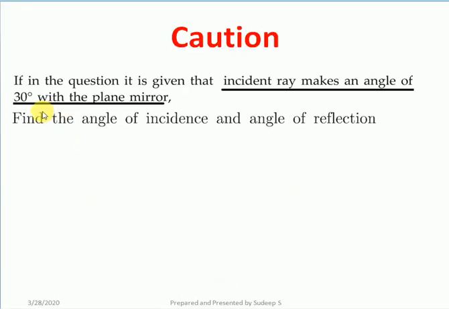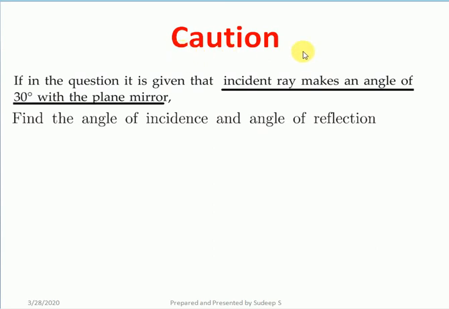Here is another question for all of you. If in the question it is given that the incident ray makes an angle of 30 degrees with the plane mirror, find the angle of incidence and angle of reflection. Now, if you are thinking the angle of incidence is already given in the question, which is equal to 30 degrees, therefore angle of incidence equal to angle of reflection will also be equal to 30 degrees, in that case, your answer is incorrect.